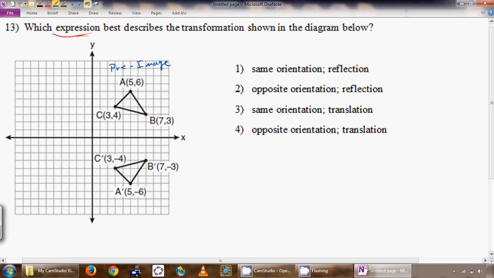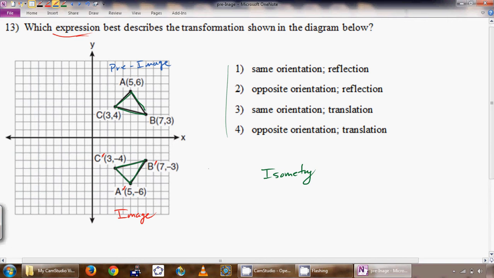It's not there, right? And what's at the bottom is my image, the result of my transformation, because of the presence of these prime notations. And they're saying which of these choices best represents what happened. First of all, I'm looking at the size. These shapes are the same size. That's called an isometry. So I'm not even looking at the answers, I'm just putting down what I know.